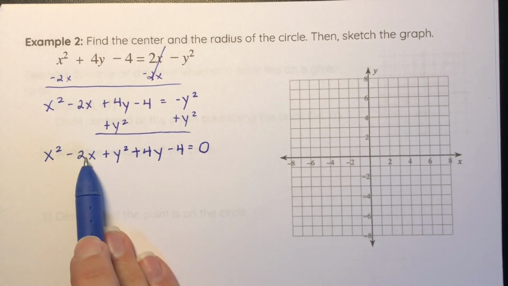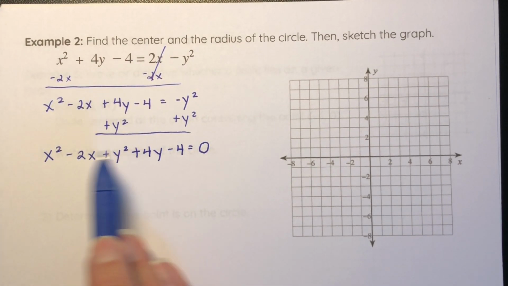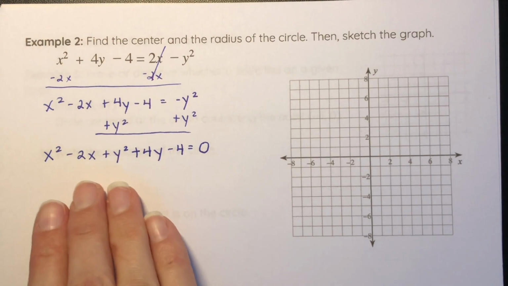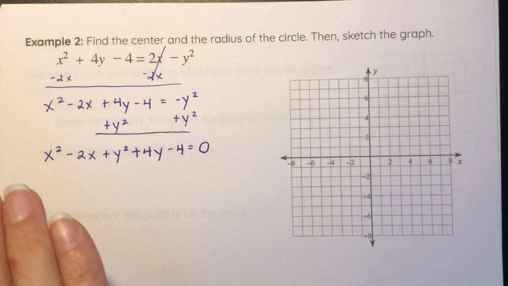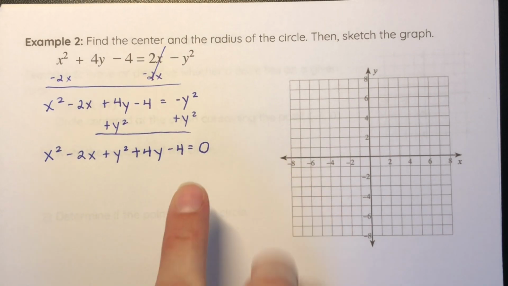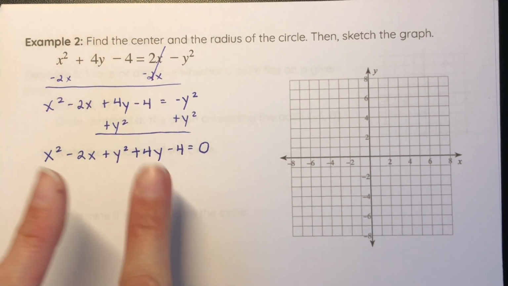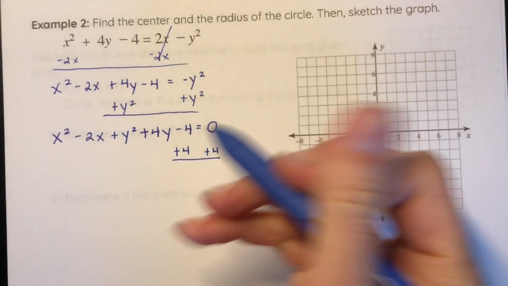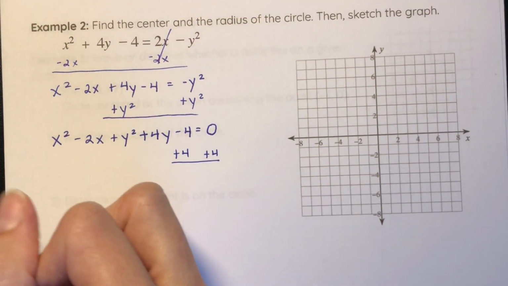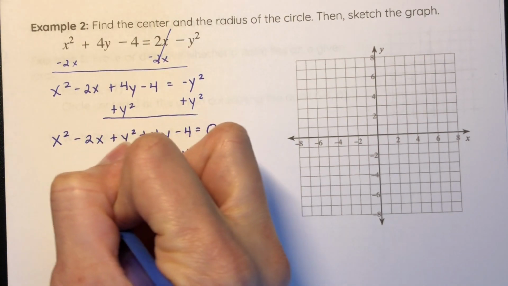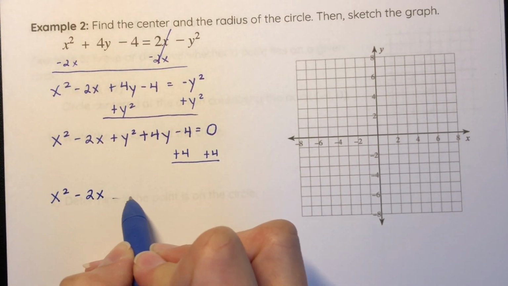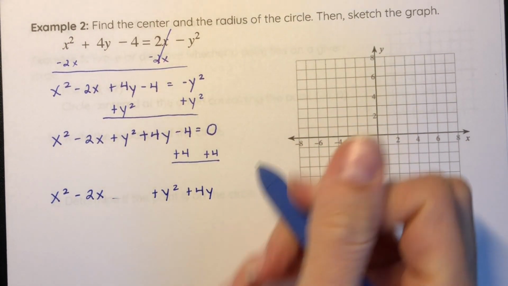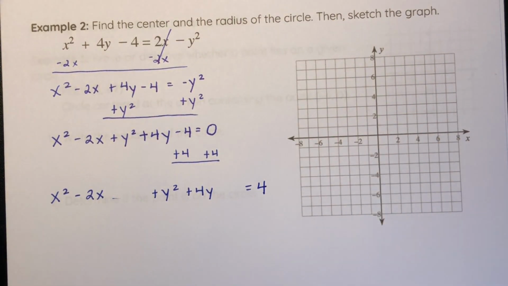And now I'm getting closer. I have my x's together, my x terms, my y terms, my y squared and y, and then I have this constant. The last thing I have to get rid of is the constant. Remember, when I'm completing the square, I want all constants to go to the right-hand side, so I can add my new constants to both sides. So we're going to go ahead and add 4 to move that constant to the other side. And now I should be ready to complete the square. So x squared minus 2x, and then I'm going to save my placeholder, plus y squared plus 4y, save my placeholder for my constant, equals 4.